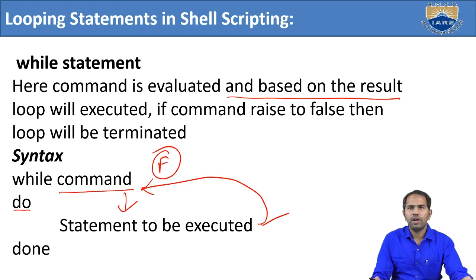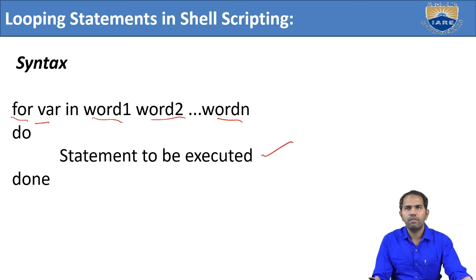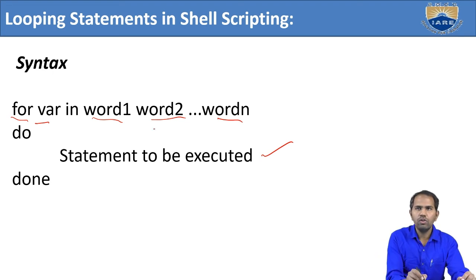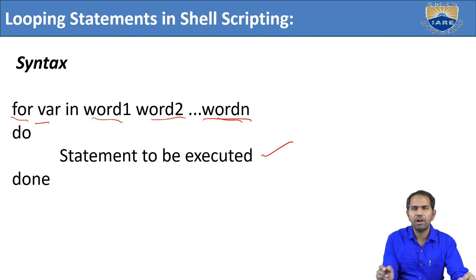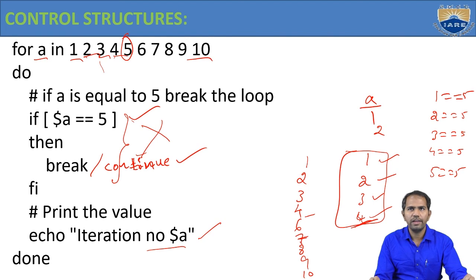Then the for loop, here is the syntax of the for loop. It takes variables one by one: variable 1 takes the first word 1, next word 2, word 3, word 4, up to n number of words. At a time we take one word only. So in our example, A is a variable in which I have taken numbers 1 to 10. First, A is taken as 1.